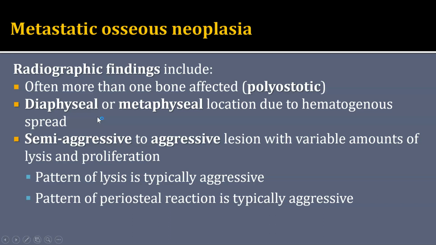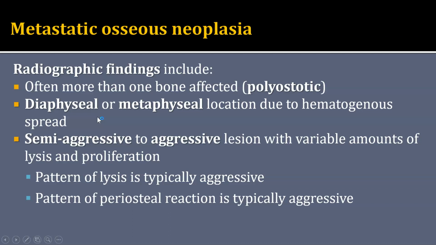The one thing that might help us out is that because they are hematogenously spread from the primary tumor, oftentimes more than one bone is affected. So if you see polyostotic lesions, metastasis can be on our differential list. However, if we see polyostotic lesions, we should take primary bone tumor off from our differential list.